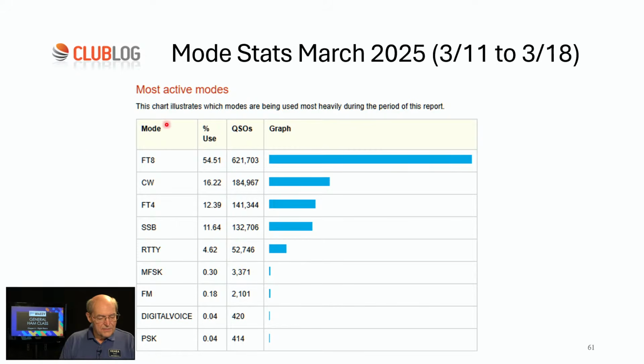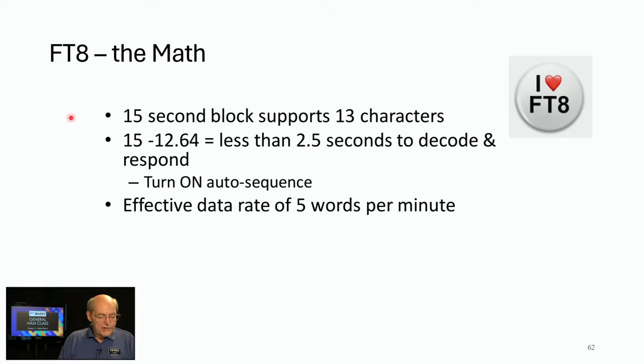This is the modes being used most heavily during the period of this report. This was March 11th through 18th, a year ago. So FT8, QSOs 621,000, CW 184,000, and the point of this is that FT8 is by far the most popular mode that's out there right now for number of contacts per hour. So you're probably going to want to get involved with this at some point.